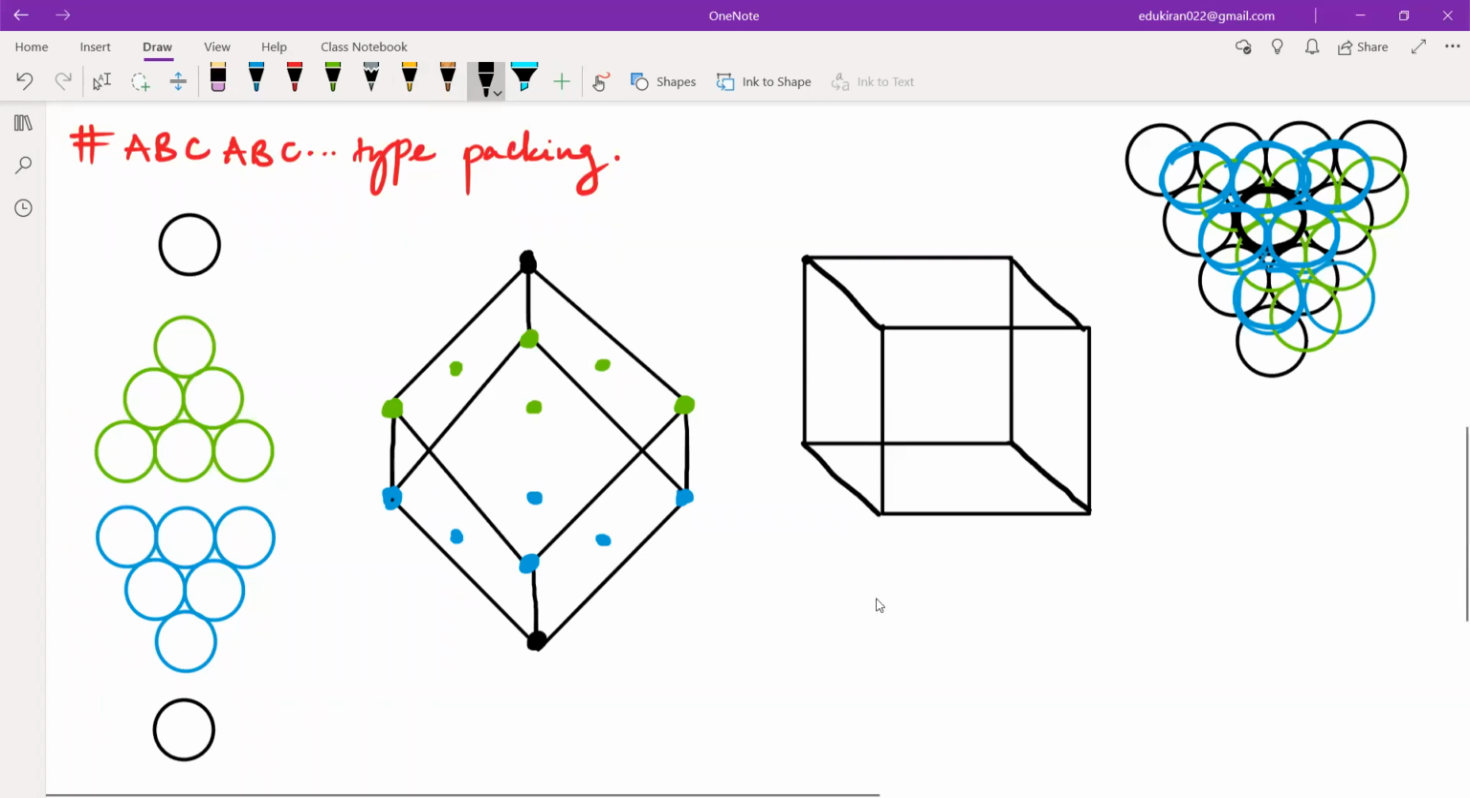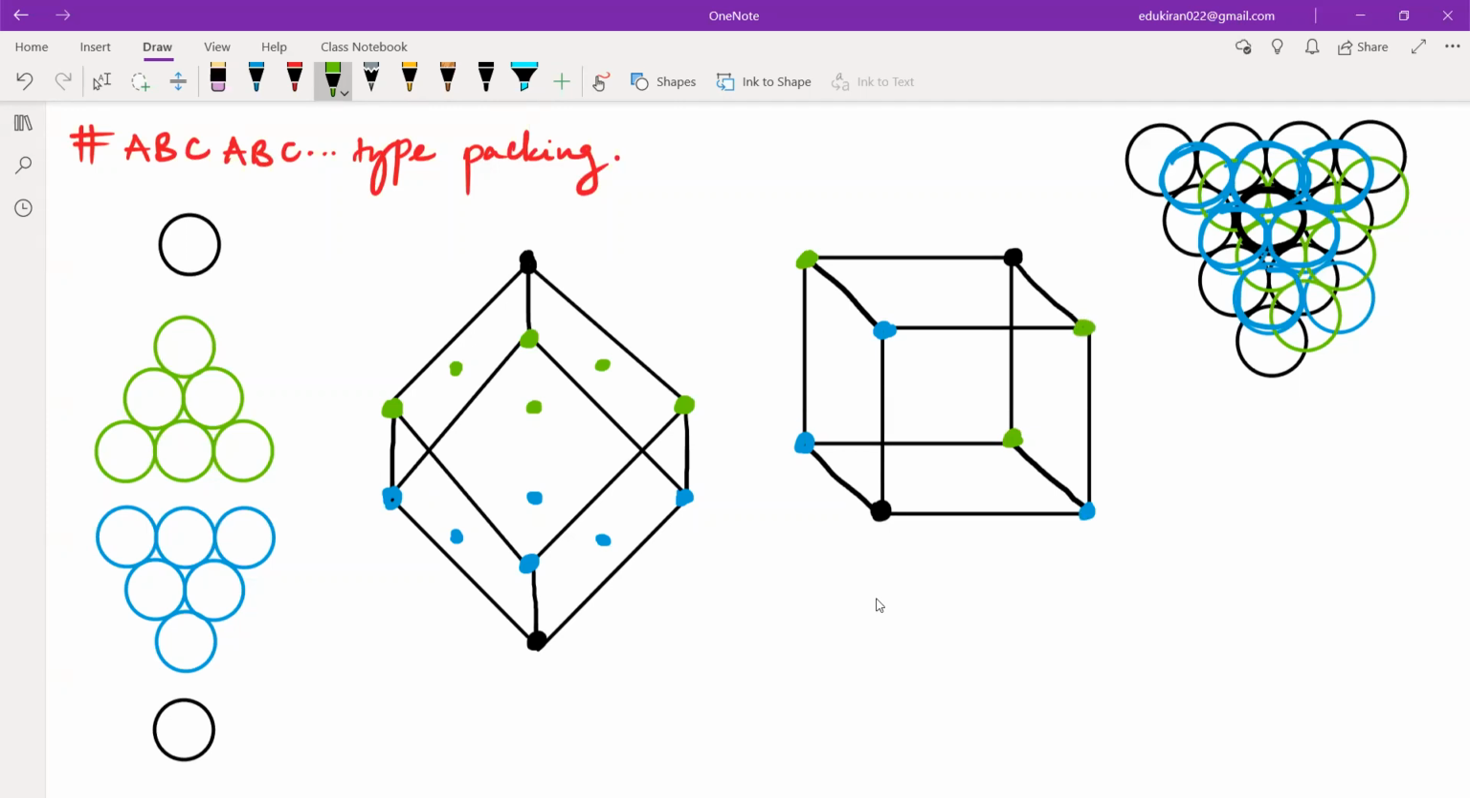Okay, so here we have a black atom. Just vertically opposite, I will have a black atom. And this black atom is touched by 3 blue atoms. So we have a blue atom here, we have a blue atom here, and we have a blue atom here. And this black atom is touched by green atoms. So we have a green atom here, we have a green atom here, and we have a green atom here.